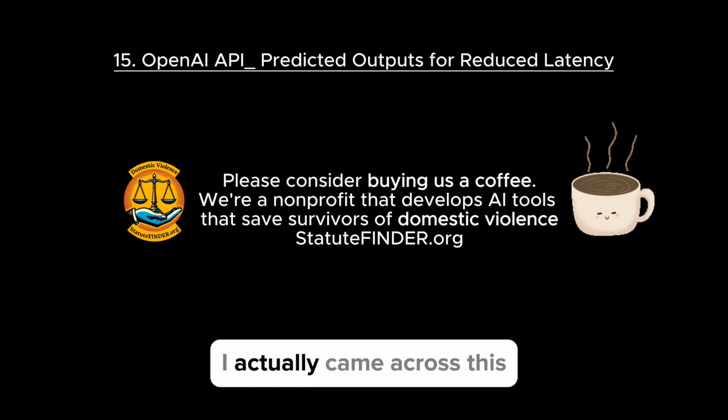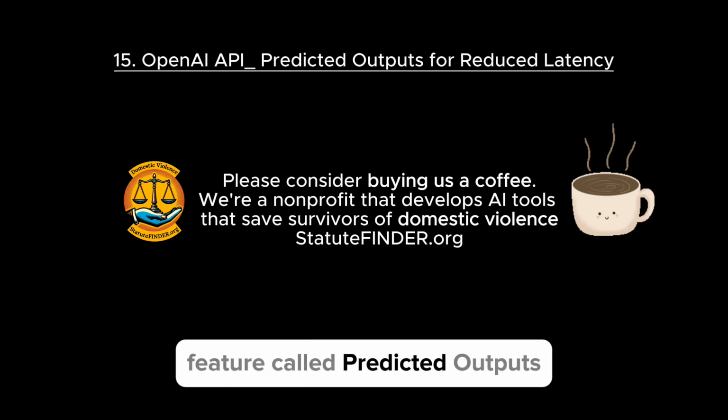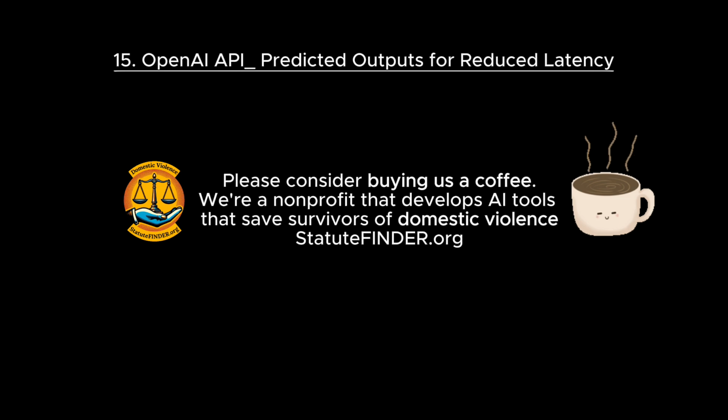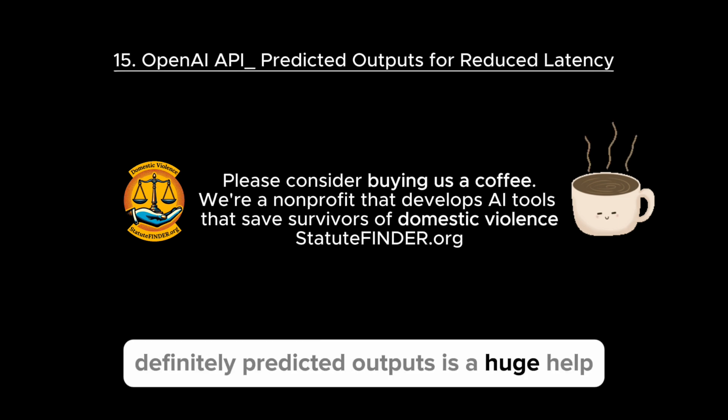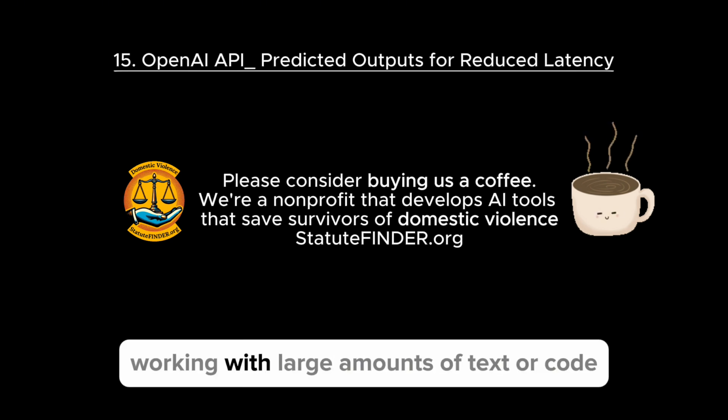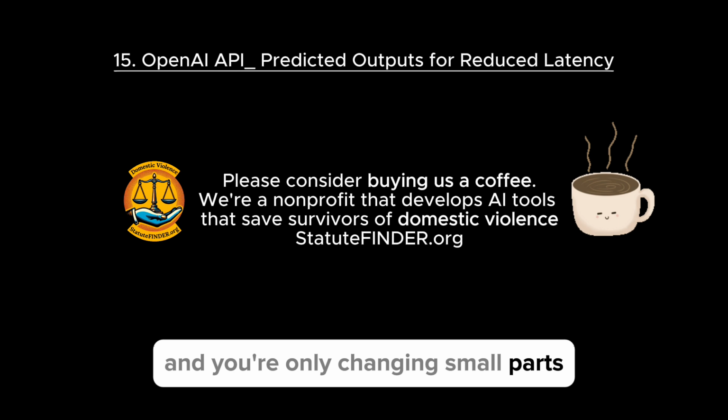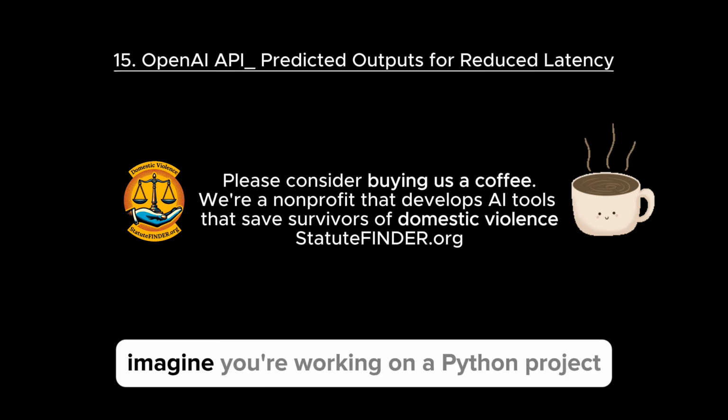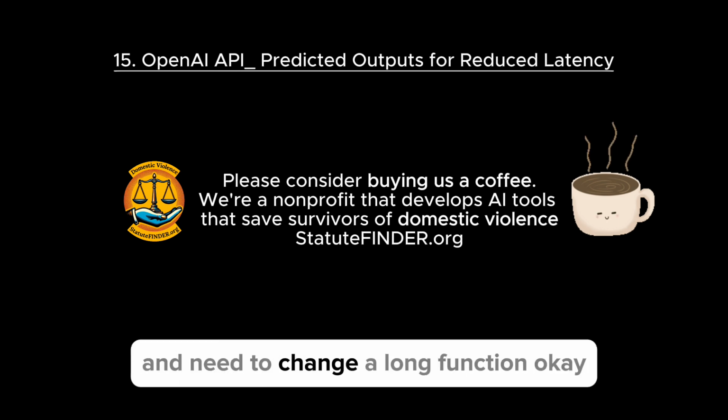Exactly. So I actually came across this feature called predicted outputs while I was browsing around. Have you used this in your own work at all? Oh yeah, definitely. Predicted outputs is a huge help, especially when you're working with large amounts of text or code and you're only changing small parts. It's kind of like, imagine you're working on a Python project and need to change a long function.